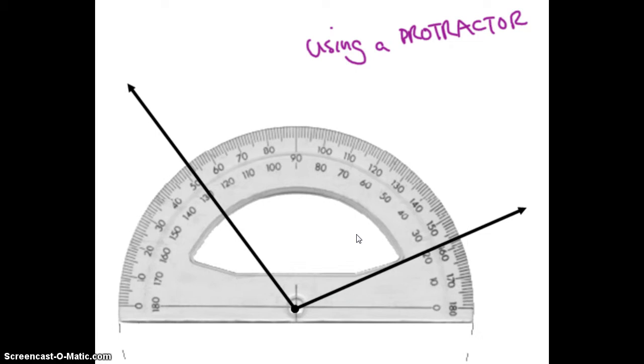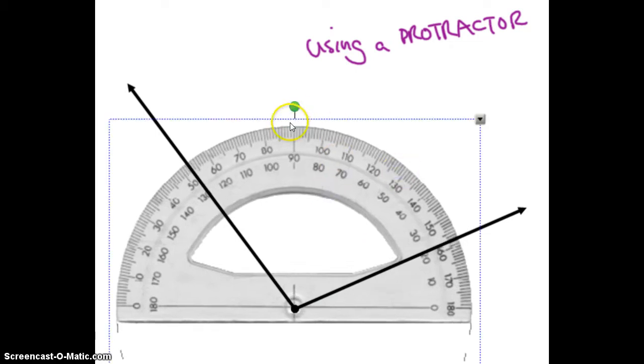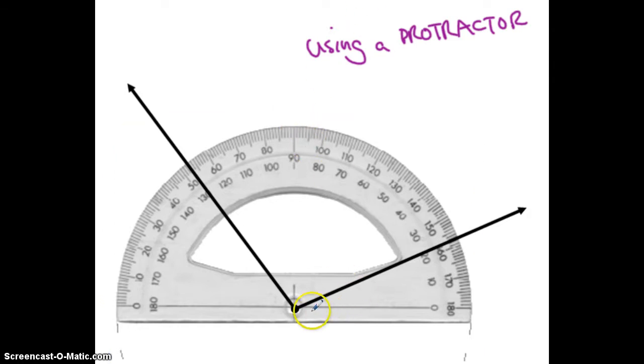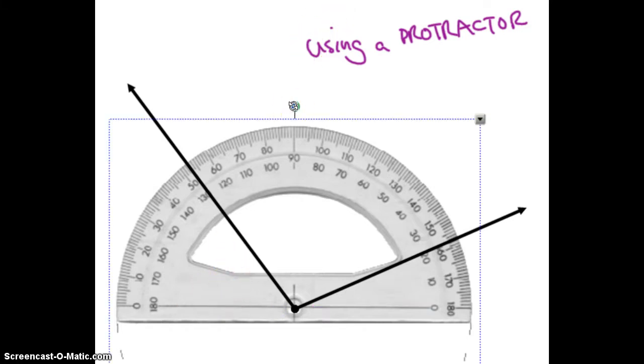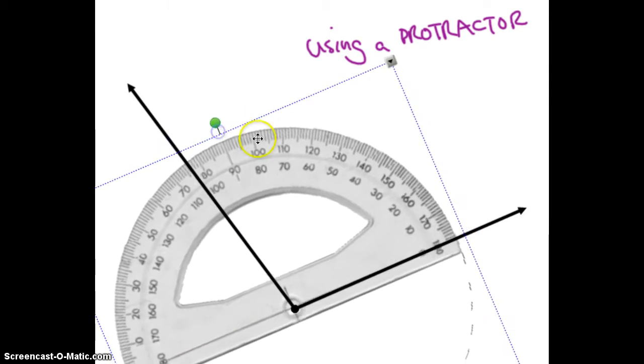All right. Now, the next thing that you want to do is you want to turn your protractor so that this line down here lines up with either one of your sides. So we can line this line up with this side, a ray of the angle, or we could line this side up with this ray of the angle. So I'm going to turn my protractor until one of the rays lines up perfectly with the 0 reading on the protractor.